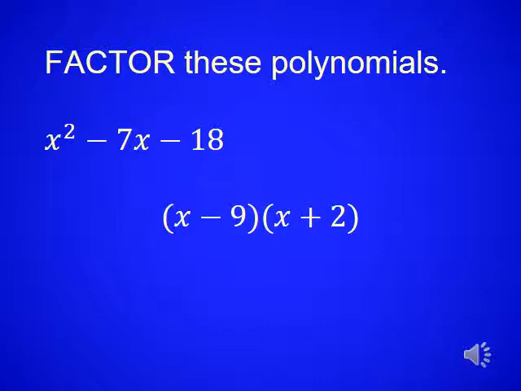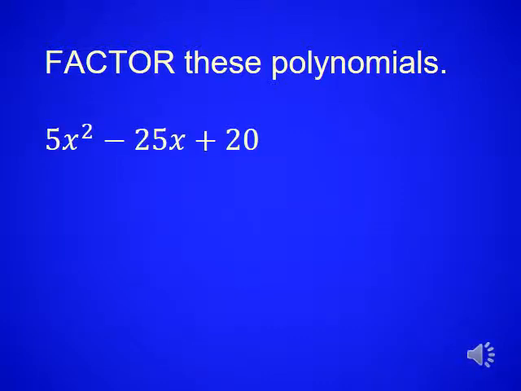Here we've got to multiply to get negative 18, and the numbers I need to have would add up to negative 7. Well, 9 and 2 is one way you could get 18, and one of those has to be negative to make it a negative 18. And if I put things together, negative 9 plus 2, yes, that is negative 7, so that's why my answer's got to be x minus 9 times x plus 2.